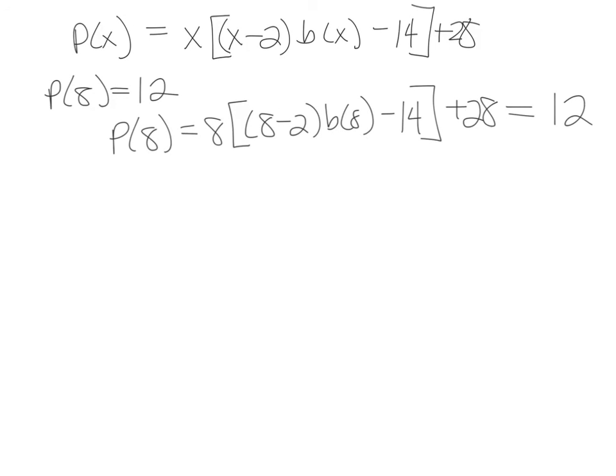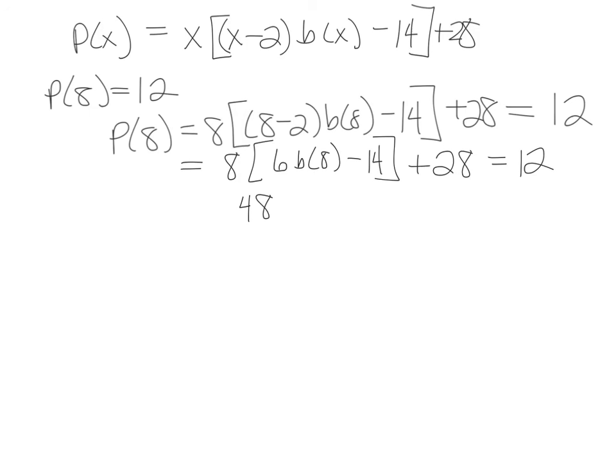Let's simplify. 8 minus 2 is 6. This is where I make mistakes, so I'm going to tell you to slow down and make sure you pay attention to all your brackets. Okay, 6 times 8 is 48. 14 times 8, I don't know. So I just distributed that 8. Then I have plus 28 equals 12.